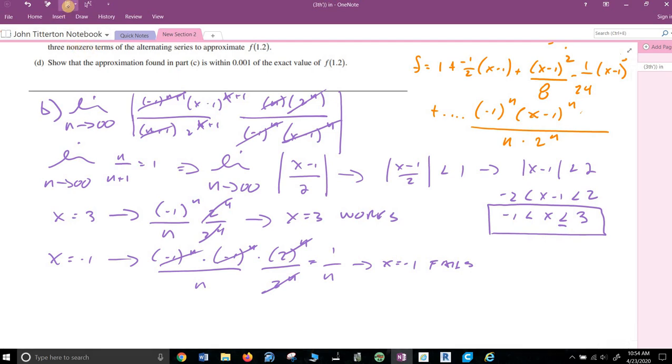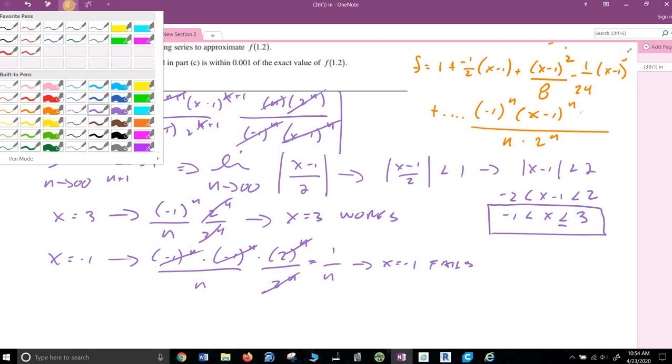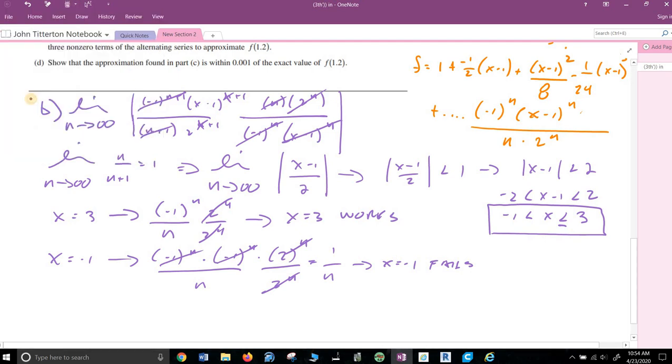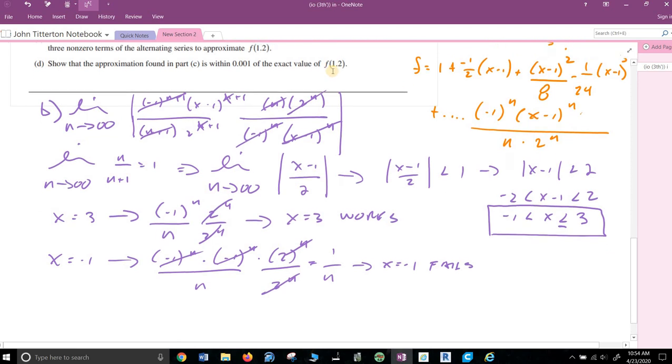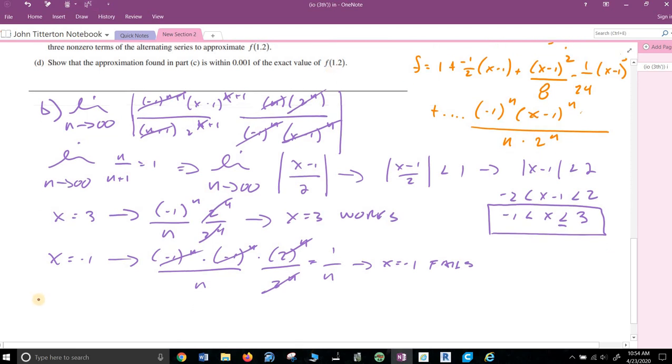Check the answers, make sure you're doing it very thorough the way they do it, because they don't mess around. They want that one done right. And then finally, show the approximation part C is within 0.001 of the exact value of f of 1.2. I don't think I've even done C. Taylor series can be used to represent as an alternating series. The first three non-zero terms are approximate. So first three non-zero terms. That's why I said it's so important to have part A done right.